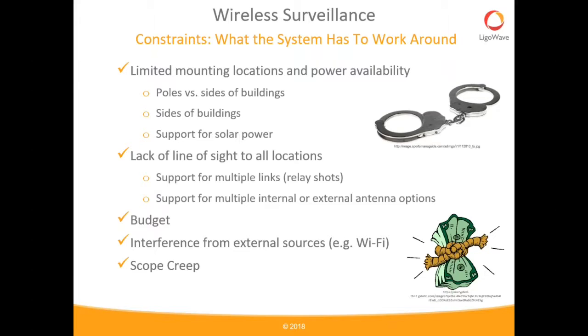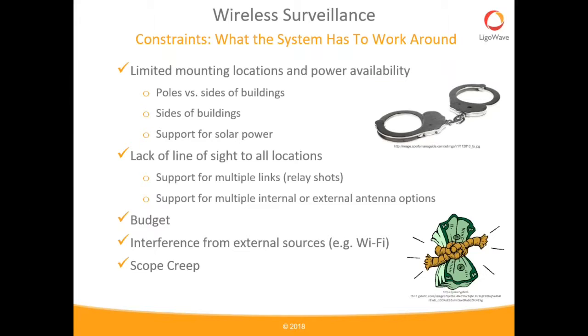Budget is always a constraint. With wireless surveillance, people typically want to put in as many cameras as they can and as many links as they can for as little money as they can get away with. So budget is often a constraint. You may have interference from external sources, such as surrounding Wi-Fi. If you're putting surveillance in a garden-style apartment complex, which is a very common application, those apartments are likely to have their own Wi-Fi routers, which are going to be blasting 2.4 gigahertz and 5 gigahertz Wi-Fi all over the place, and those could potentially interfere with your wireless links.